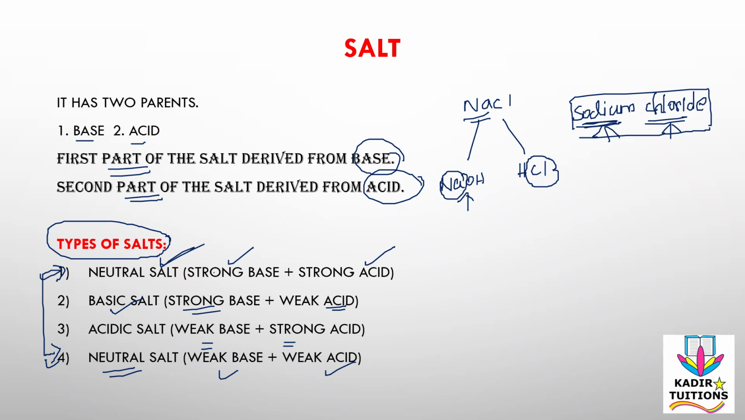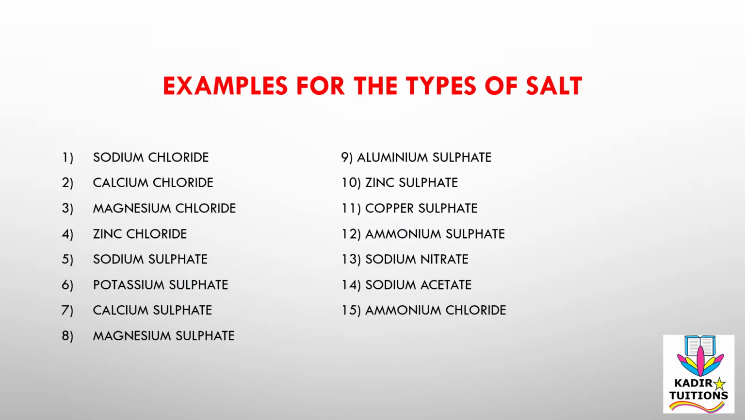Now I am going to give some examples, so we will identify whether the salt is a neutral salt, basic salt, or acidic salt. The first example is sodium chloride, which we have already seen. So I will come to the next one.